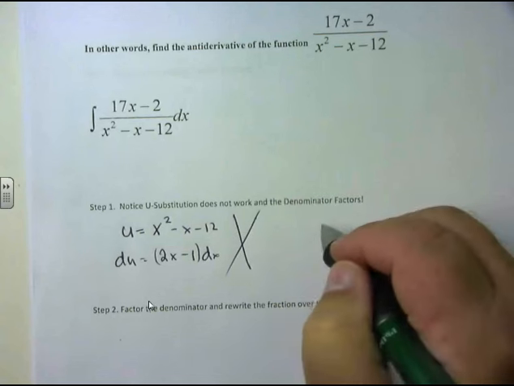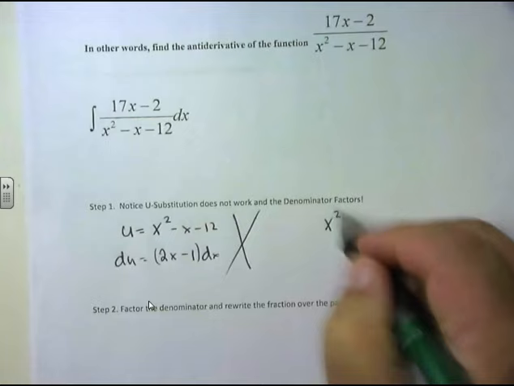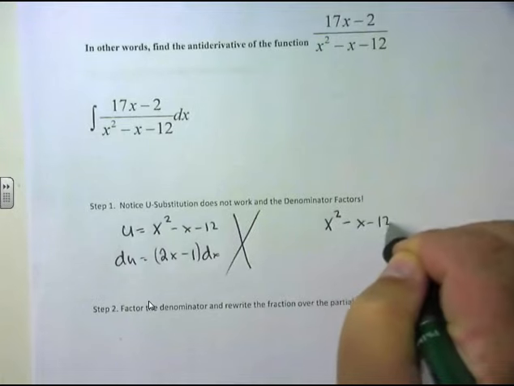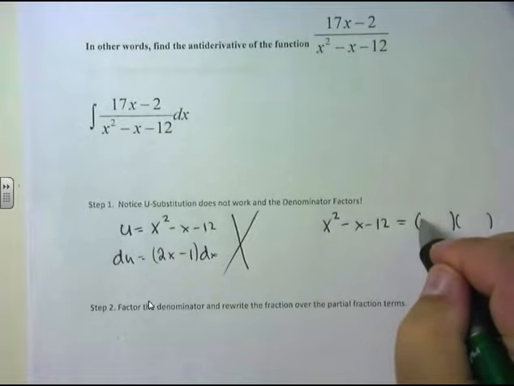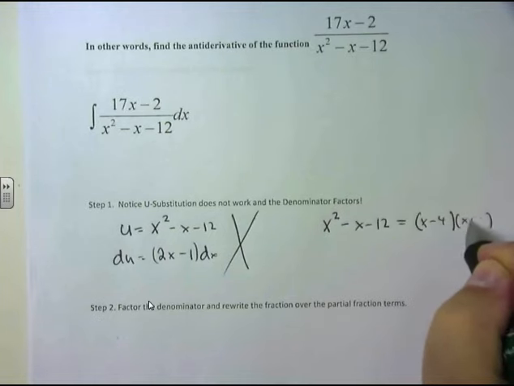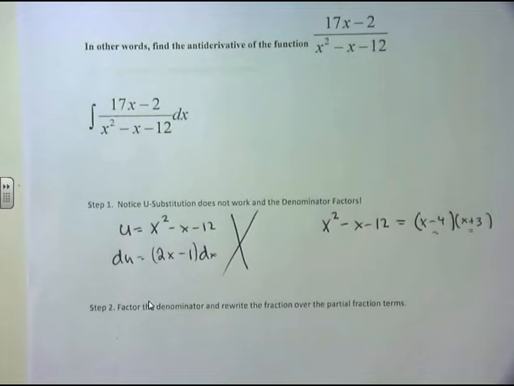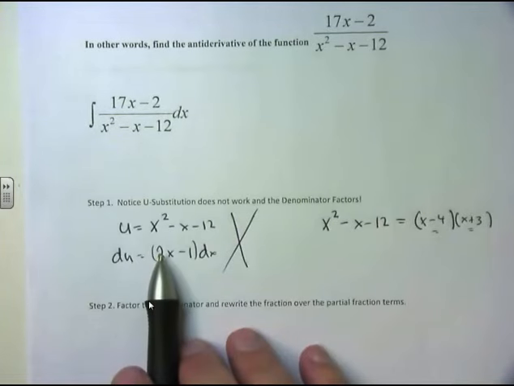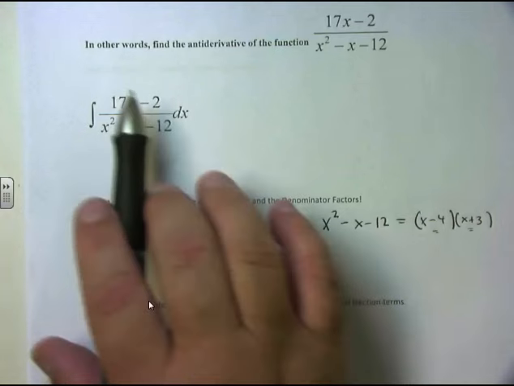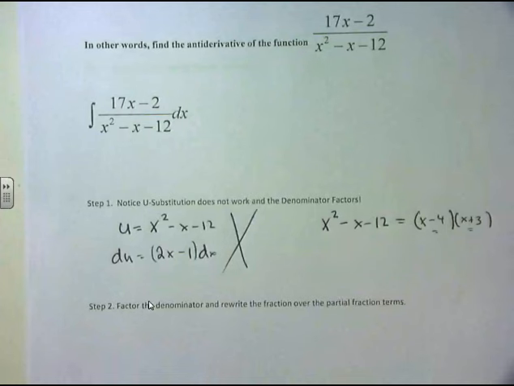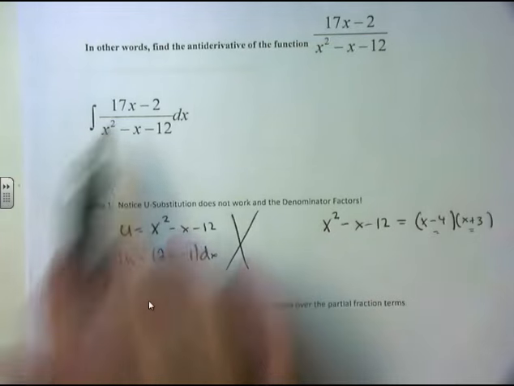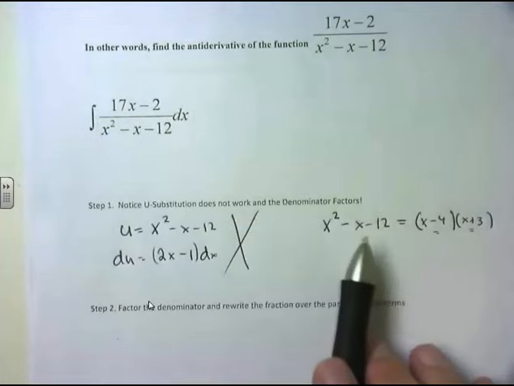And notice something else. The denominator, x squared minus x minus 12, actually factors. It factors into x minus 4 times x plus 3. Something very special here. So when I am doing partial fractions techniques, one, I tried u-substitution and it didn't work, because if that 2x minus 1 dx was in that numerator, well, I would be done. That would be the integral of 1 over u, and I can integrate that to the natural log. But it's not in the problem. And number two, the denominator factors.